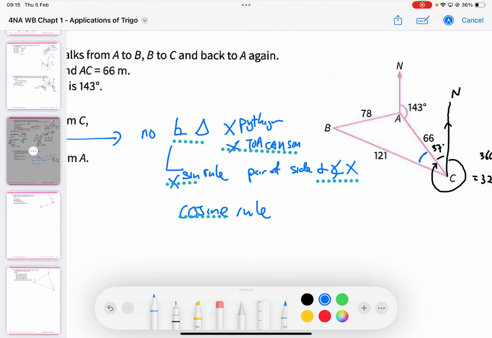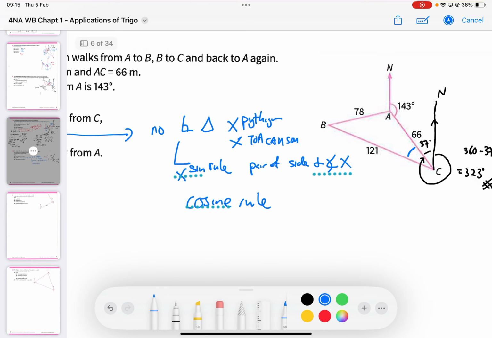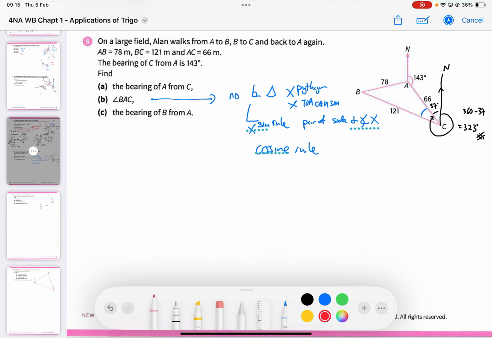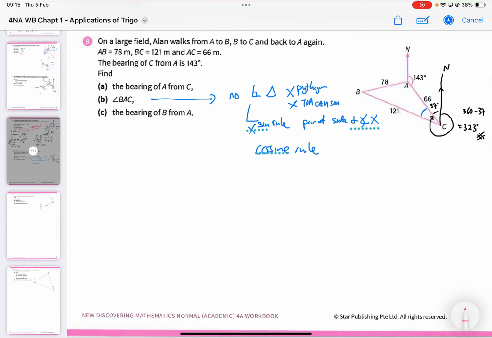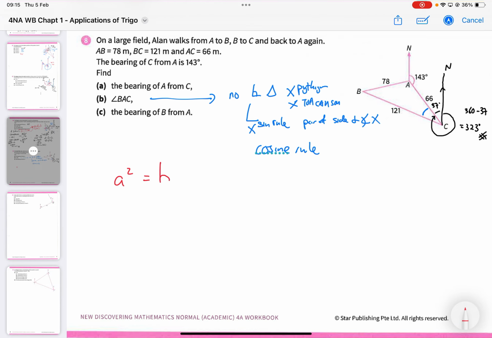Keep saying cosine rule, then this time I say stop it. Your cosine rule will be given to you. Whenever you need to use cosine rule, go to the formula. They will tell you a square equals b square plus c square. It actually looks a bit like Pythagoras theorem, except that you need to minus 2bc cosine A.